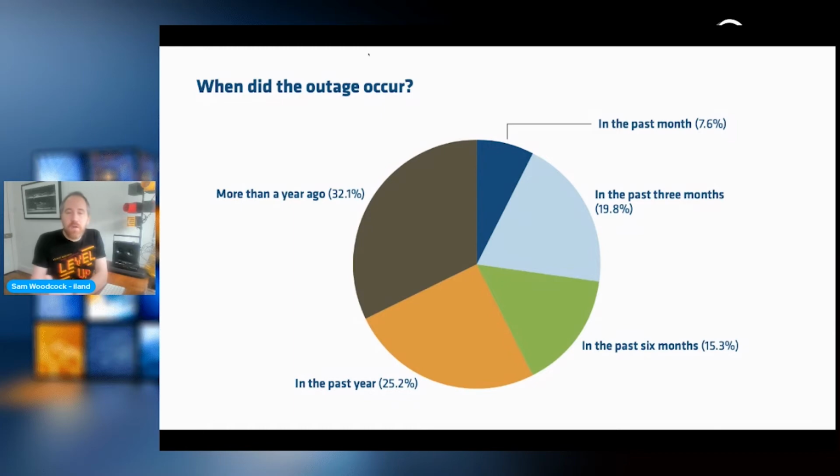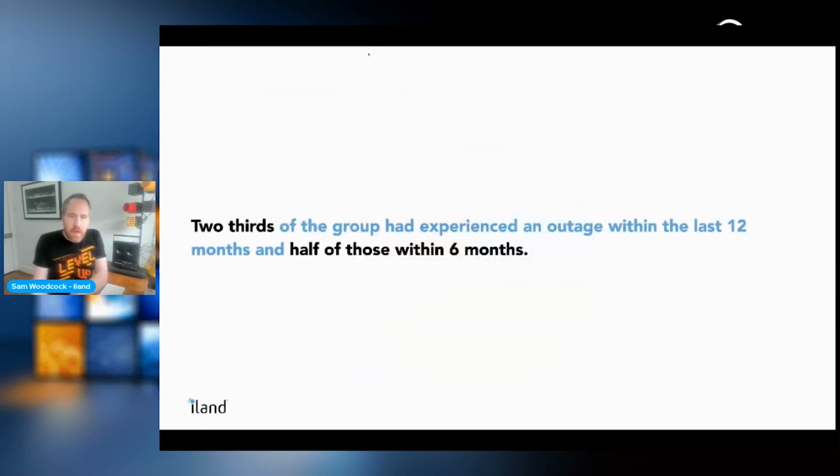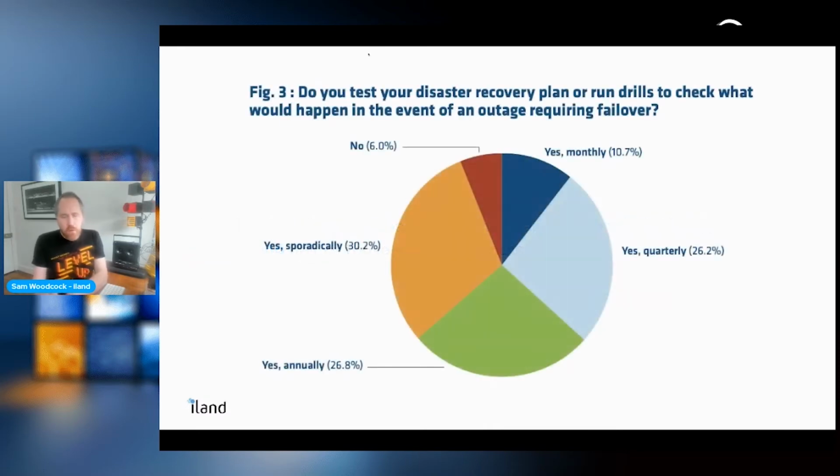So again, asking you, what would happen if an outage happened on one of your primary applications in the last 3 months? What would you do? How would you recover? And how would you recover successfully for your customers? So to summarize that, again, 2/3 of the group had experienced an outage within the last 12 months and half within the last 6 months. So again, these things happen, and they happen pretty frequently. And again, reinforces the point why a strategy is needed that can be validated and utilized when you need it as well. So these things happen.